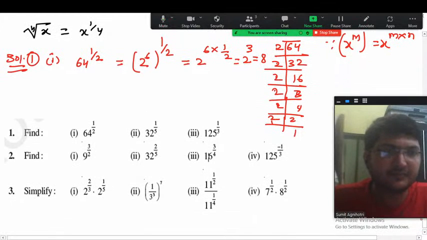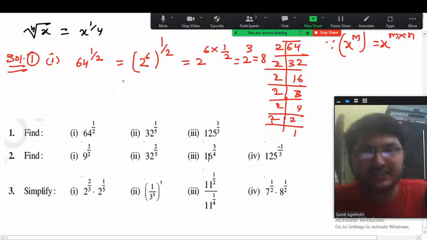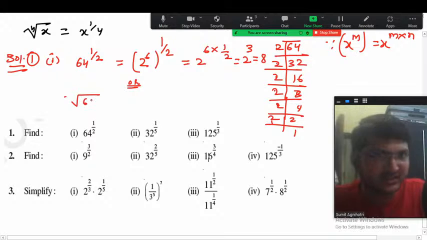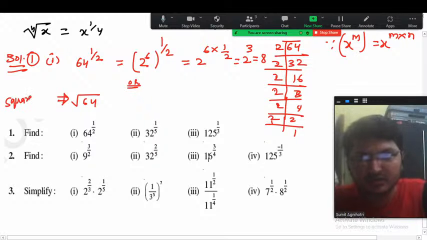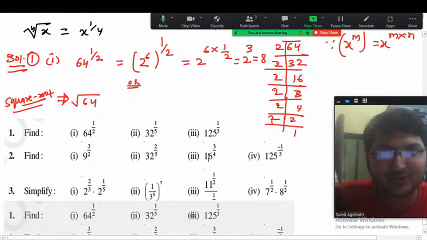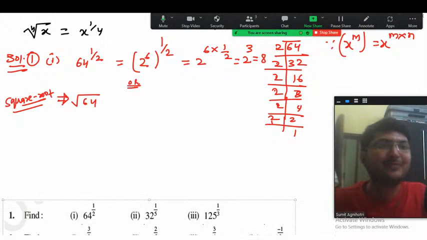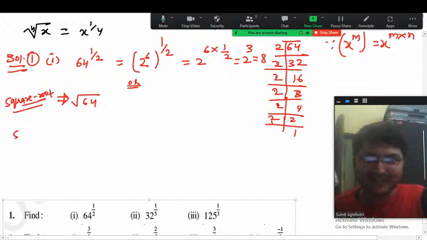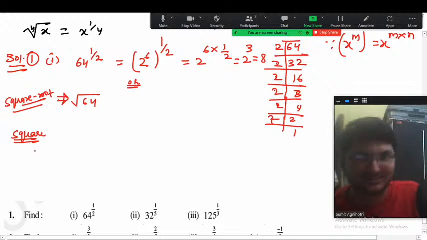Got it? And this can be simplified even more easily, because this is nothing but root 64. If the power is 1 over 2, that is known as a square root. Here we make pairs, and we know the square root of 64 is 8. I'm going to tell you some squares. If you know the square, you can just tell the square root as well.